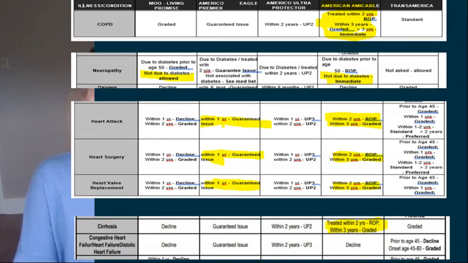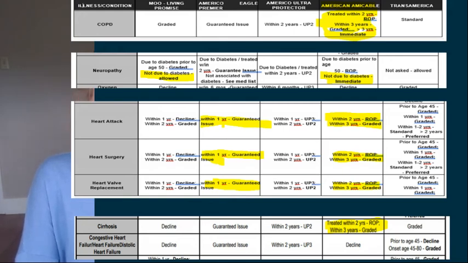Now, neuropathy. Neuropathy can be due to diabetes or others. So it's important to find out what the neuropathy is from. Based off of what we are looking at here, American Amicable would be the best coverage for somebody with neuropathy because if it's not due to diabetes, then I would go in for the immediate coverage with neuropathy. Now, heart attack, any heart attack, heart surgery, heart valve replacement, if it's over a year, then you're going to want to go with Americo.